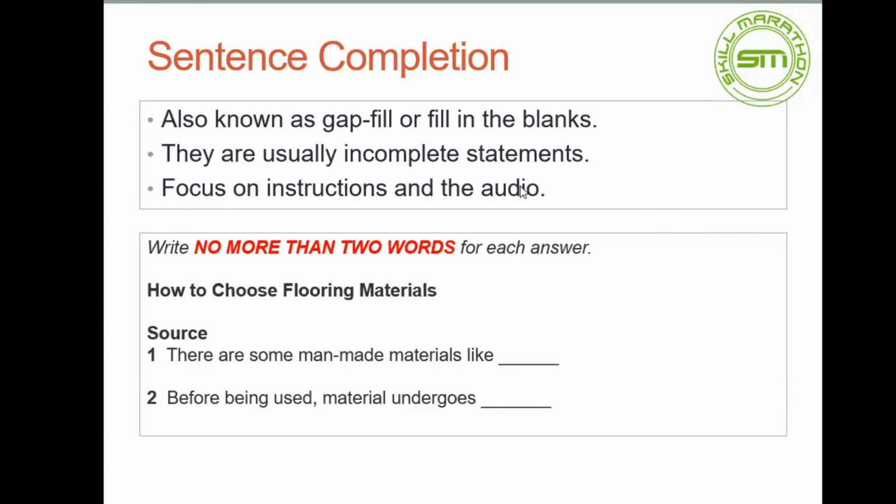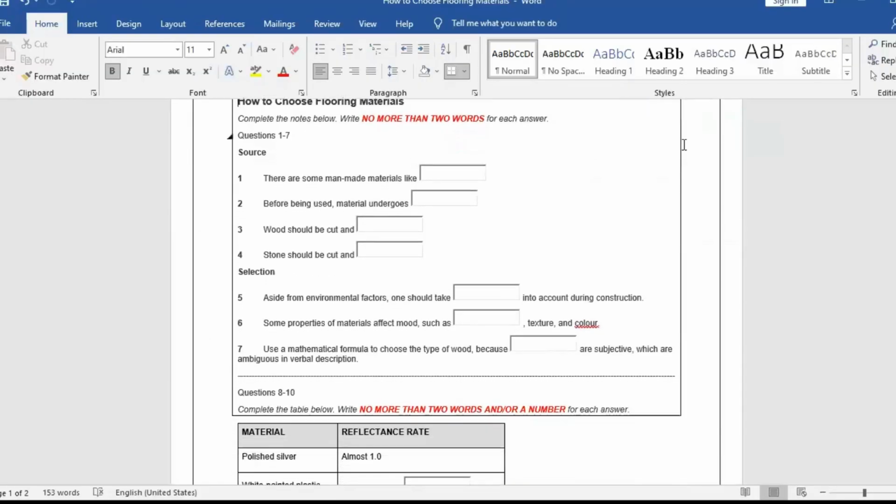Okay, let's quickly run through the questions. It says, how to choose flooring materials? And it says no more than 2 words for each answer. We've already done the first 2. It says, there are some man-made materials. Before being used, material undergoes processing. Wood should be cut and dash, whatever the answer is. Stone should be cut and dash. So we know that they are anyway talking about plastic, wood and stone.